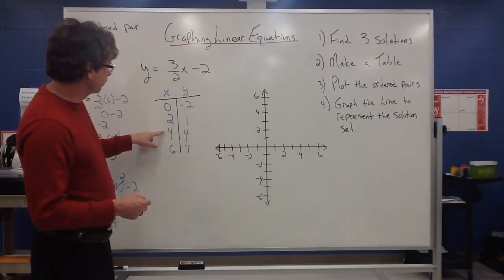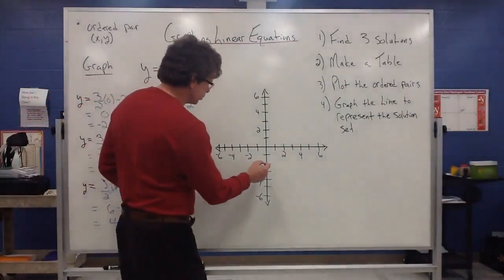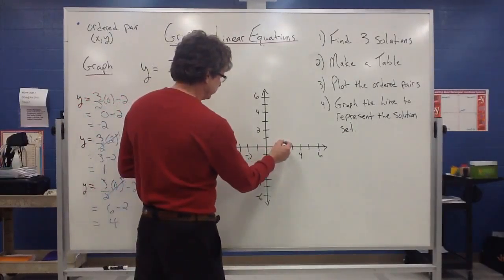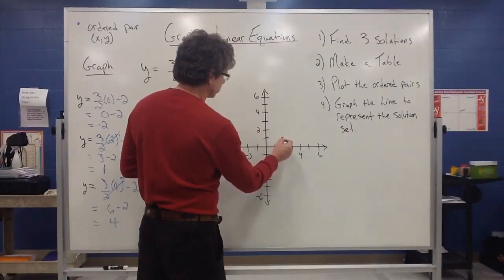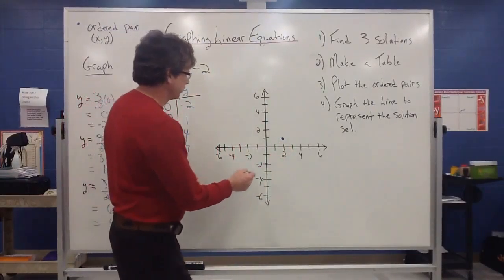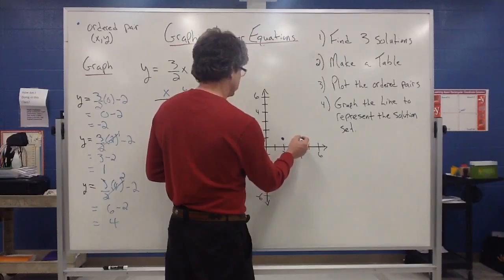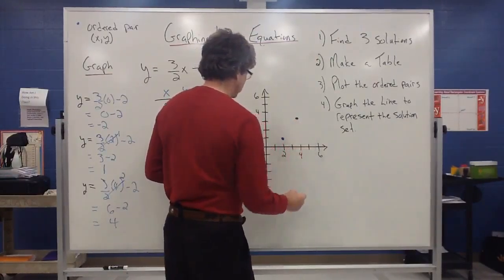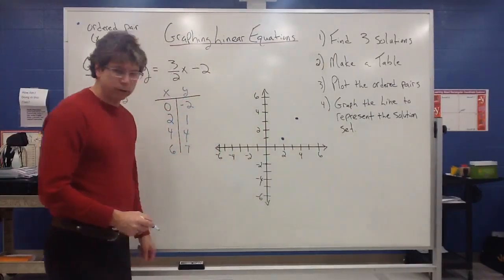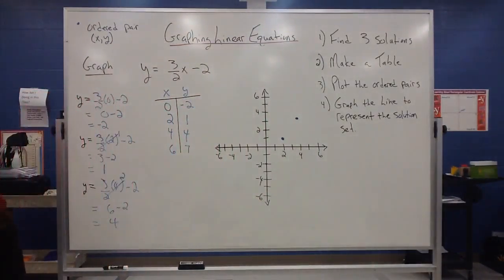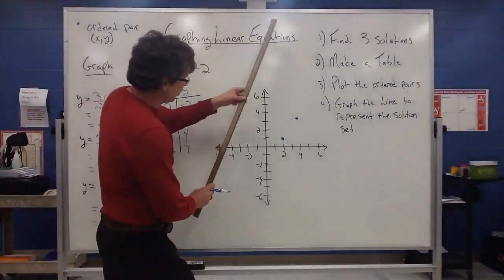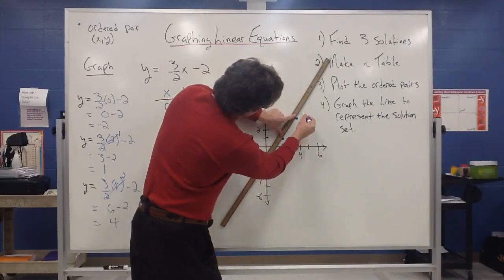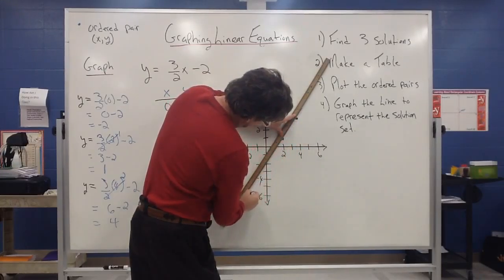So let's just plot these first three. So 0, negative 2 was my first one. 2, 1 is my next solution. And 4, 4. 1, 2, 3, 4. 1, 2, 3, 4. Okay. So hopefully those 3 points, let me find my straight edge here. So I should have those 3 points that line up. And that should be my graph. So I'm going to try to draw a line through those 3 points.